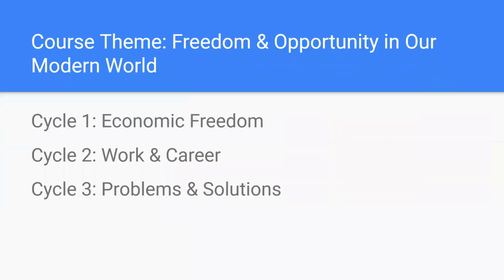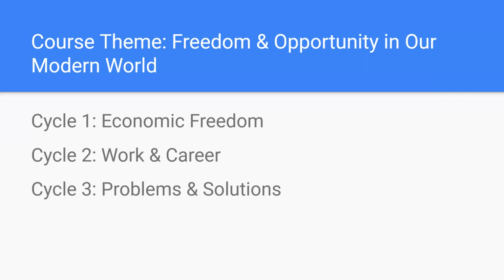Our course has a theme, so all through the semester we'll be exploring this idea of freedom and opportunity in our modern world. And we'll break that down into three cycles. So in cycle one, which will be from week 1 to week 5, we'll be exploring this sub-theme of economic freedom. So think about topics like housing, cost of living, wealth. In cycle 2, which will be from week 6 to week 9, we will be looking at work and career and the modern worker and their situation.